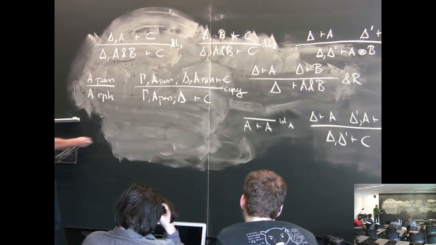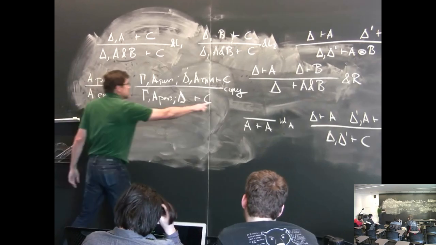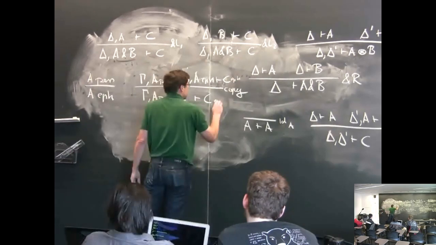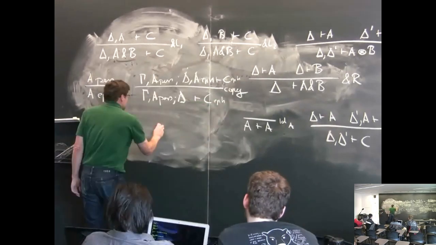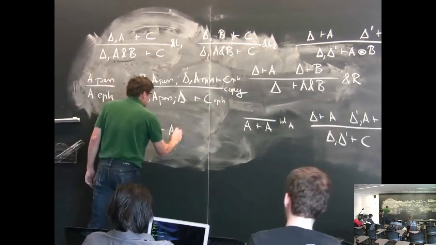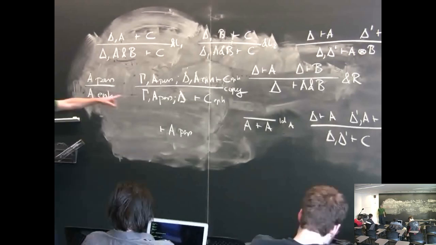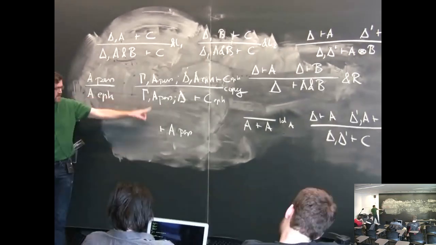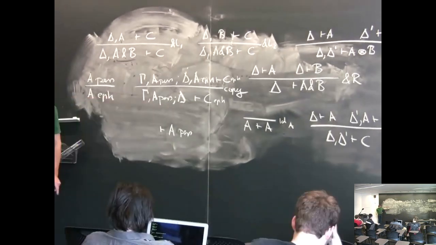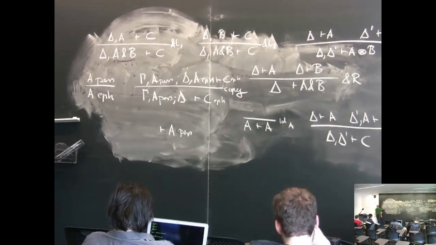So this is one rule. The question is, how do we establish on the right-hand side the judgment that A is persistent, persistently true? Now we've seen how we use that something is persistently true. How do we establish that something is persistently true? Any ideas?